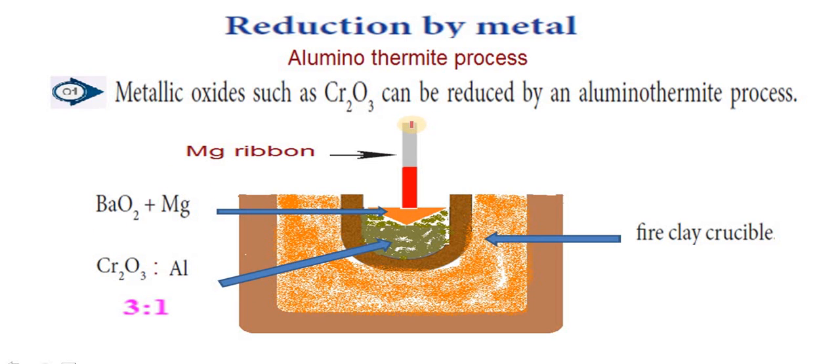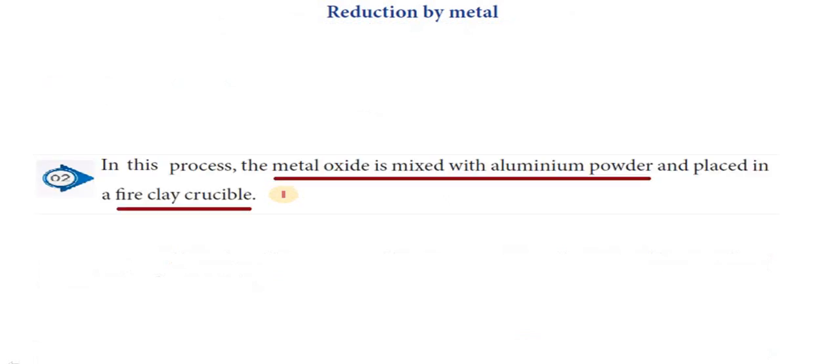Now, if you ignite the ribbon, it vigorously burns and ignites the ignition mixture. The ignition mixture reacts and evolves an enormous amount of energy and heat. That is an exothermic reaction. At this temperature, aluminium is used to reduce chromic oxide into chromium. This is aluminothermic process. Reduction by metal.